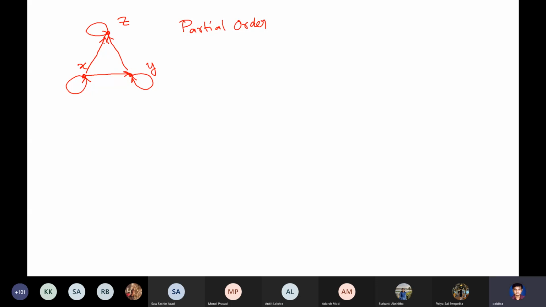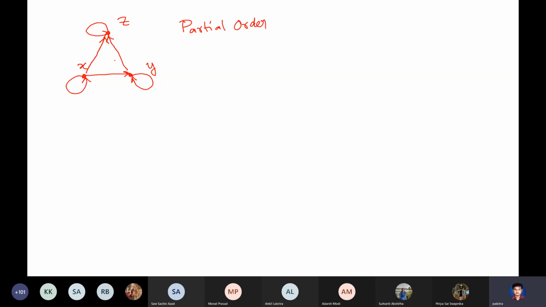Now, note one important thing. If it was an equivalence relation, these back arrows would be there. So if X is related to Y, Y would also be related to X. But if it is a partial order, that means it is anti-symmetric, so these back arrows are not there. If it is symmetric, for every arrow there would be a back arrow. If it is anti-symmetric, the back arrows won't exist. There is only one arrow.